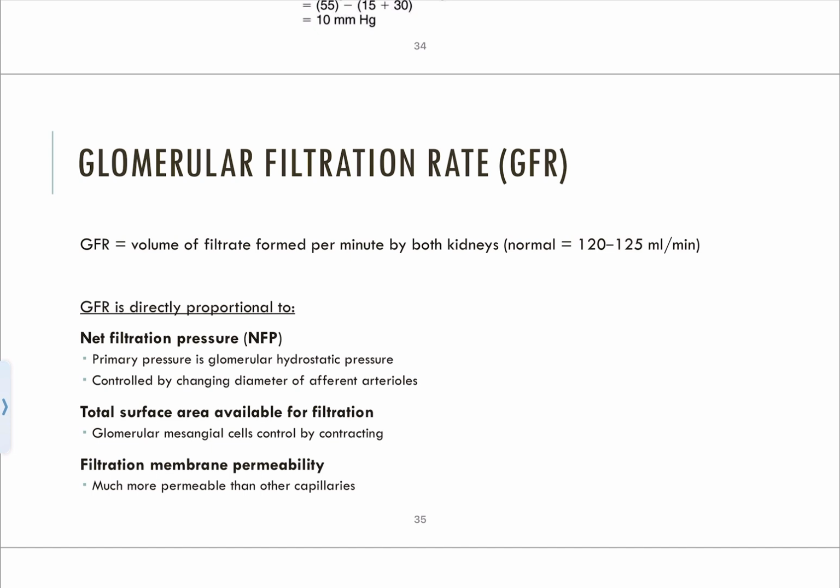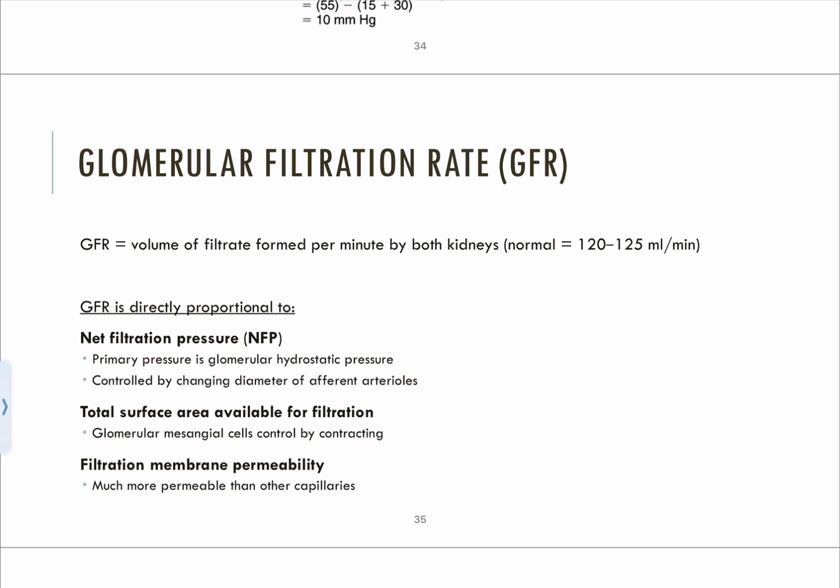So that leads us to something called the glomerular filtration rate, or GFR. GFR is the volume of the filtrate formed each minute by the combined activity of all 2 million glomeruli of the kidneys. So we have about 1 million glomeruli in each kidney, so 2 million collectively. And our glomerular filtration rate is going to be directly proportional to the following things. The first one is the net filtration pressure. This is our main controllable factor.